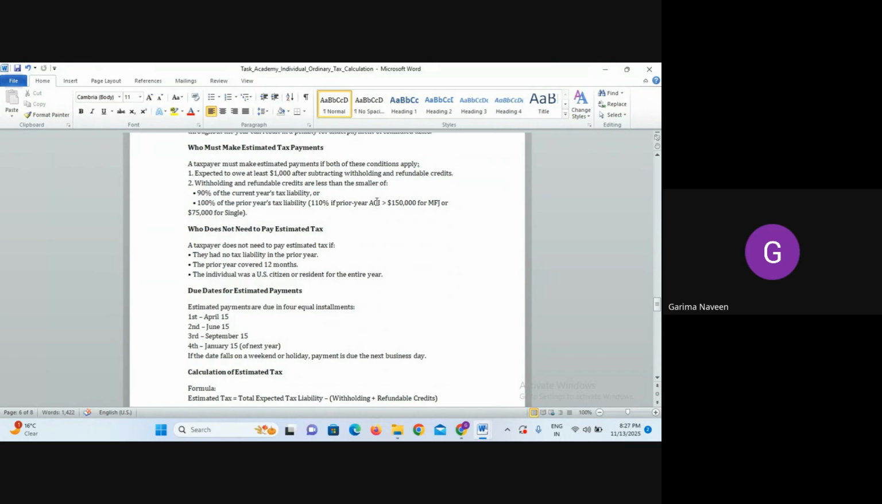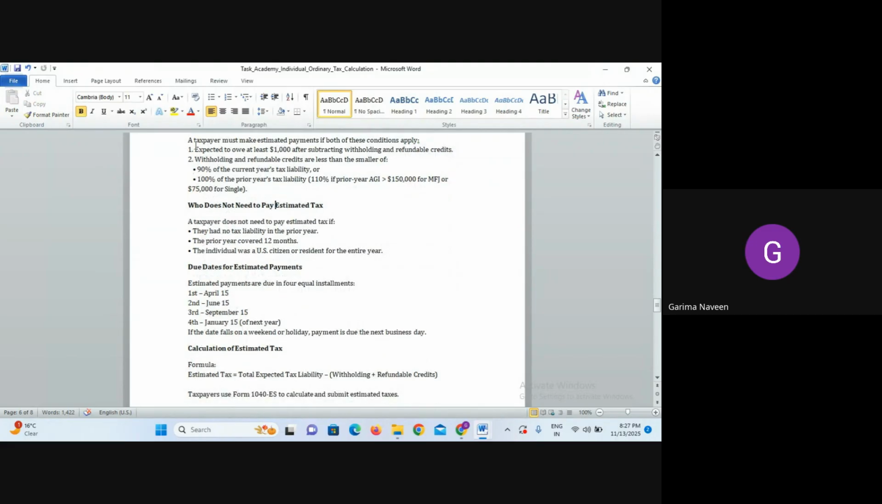If your AGI is greater than $150,000, then this 100% will become 110%. Okay, so you have to pay at least this amount, whichever is the smaller value. You have to pay up to that amount. If you have not paid up to this amount, then you have to pay the penalty to the IRS.